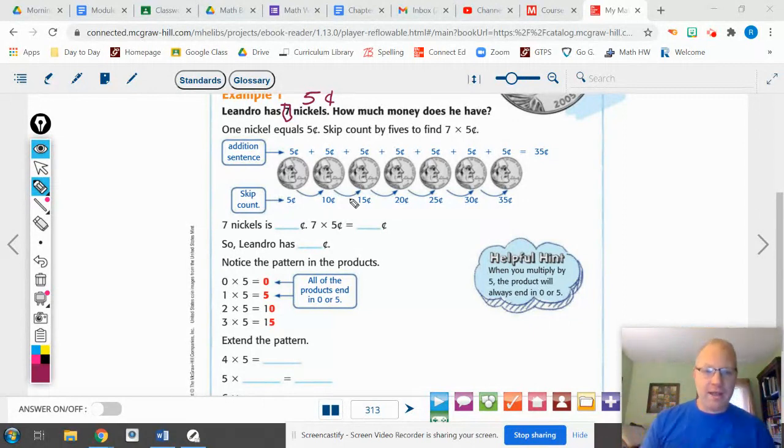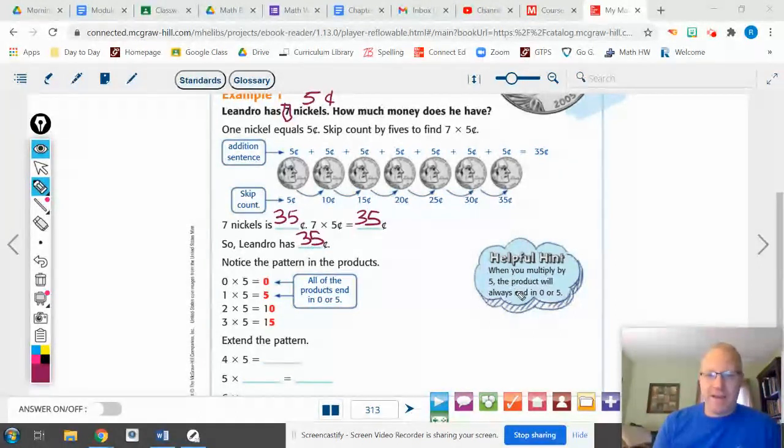The whole idea is that we understand there's a repeated addition fact that happens when we count 7 fives. So 7 nickels is 35 cents. 7 times 5 is 35 cents. So Leandro has 35 cents.